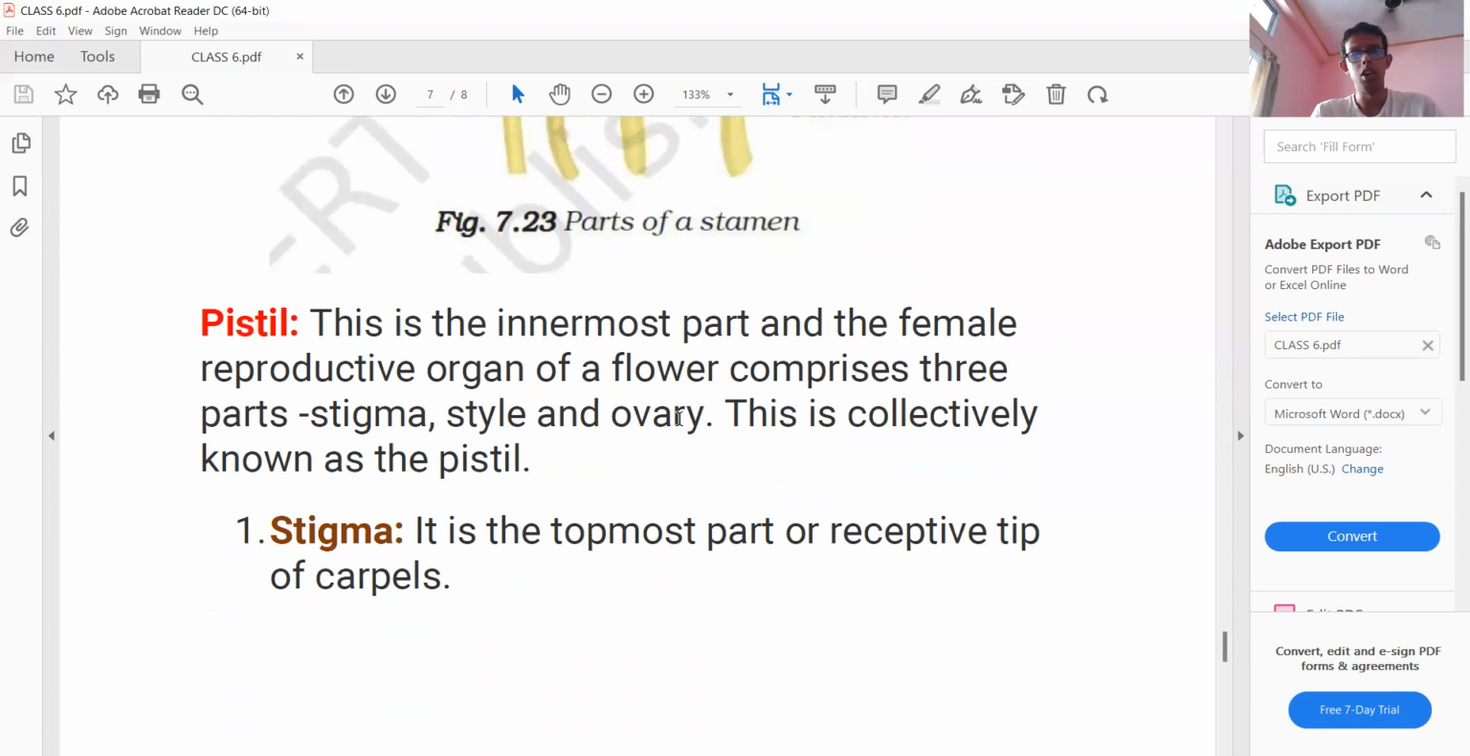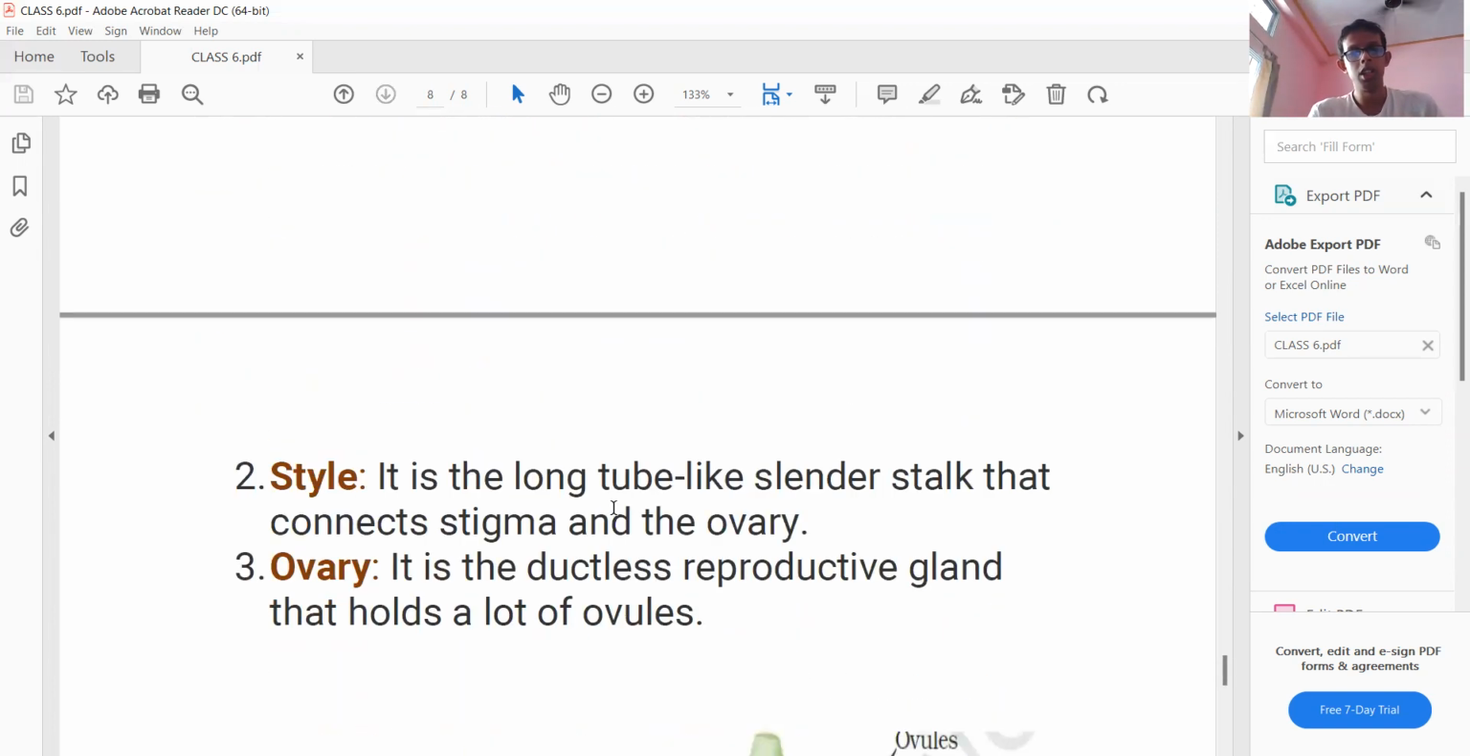Next, pistil. Pistil is the innermost part of a flower. It is also known as the female reproductive part. The pistil is divided into three parts. How many parts? Three parts. One is the stigma, which is the topmost part or the receptive part of the carpels. Style. Style is a long tubular-like structure that connects the stigma, that is the upper part, to the ovary, that is the lower part of the pistil. The ovary holds the ovules.